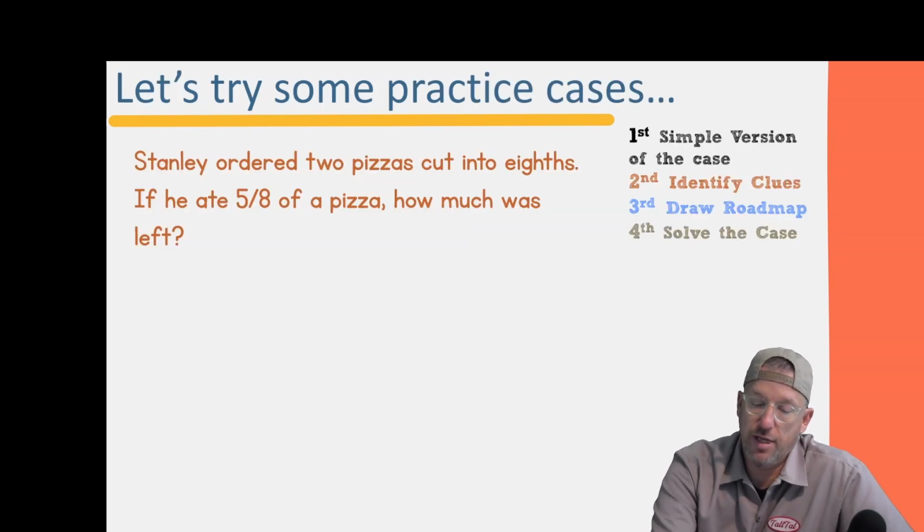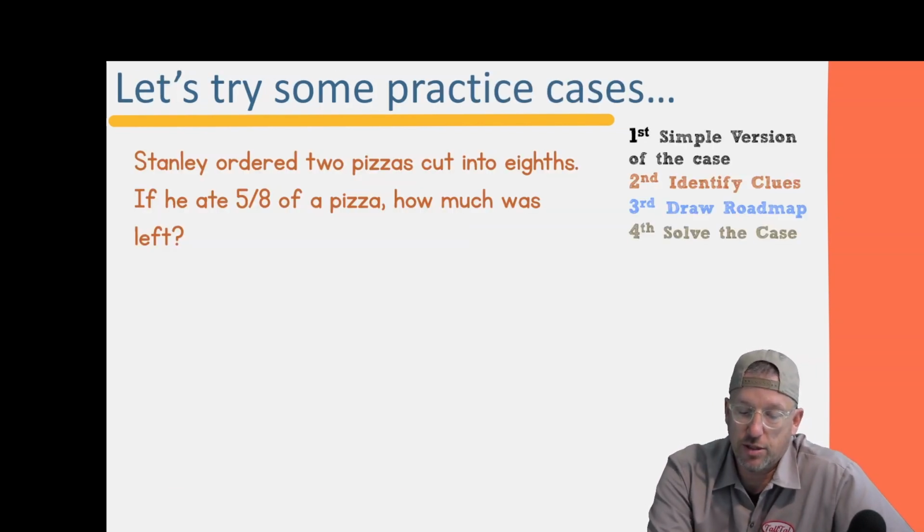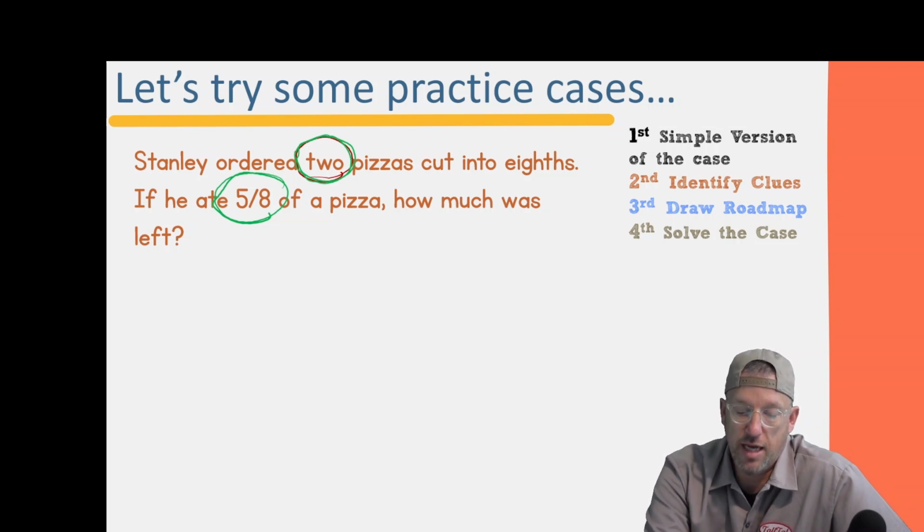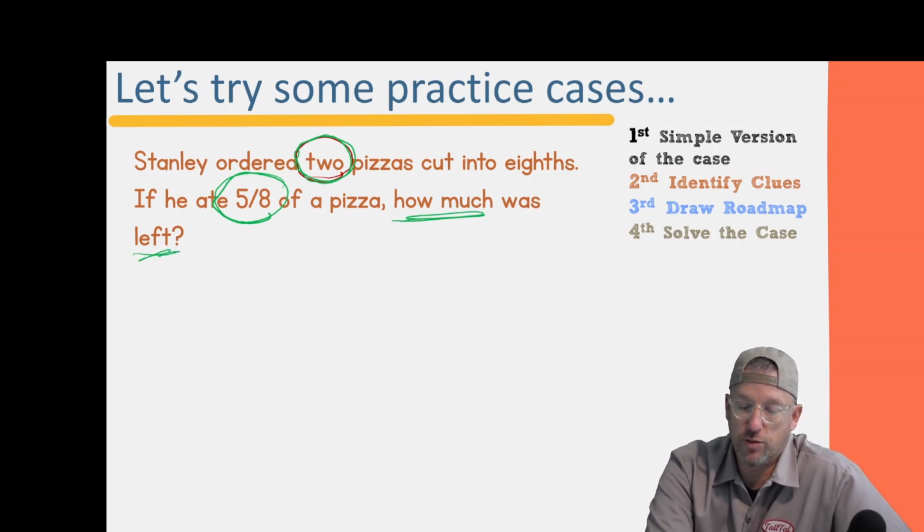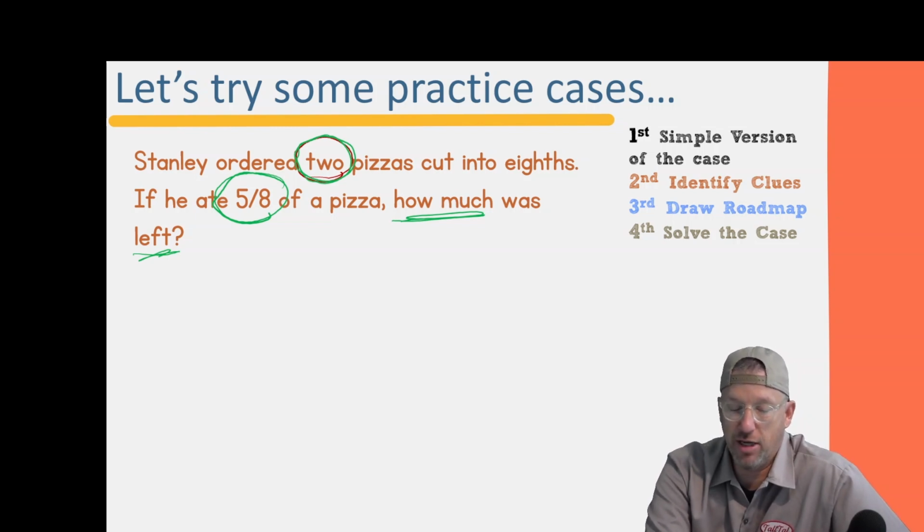So then we identify the clues, all right? So where are our numbers? Well, he had 2 pizzas. And I'm going to switch up to a different color. He had 2 pizzas, all right? And here's 5/8 of a pizza. Do we see any buzzwords, all right? Stanley ordered 2 pizzas cut into eighths. He ate 5/8 of a pizza. How much? So we're looking at how much was left.